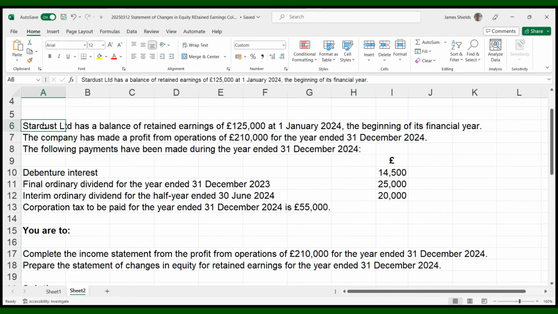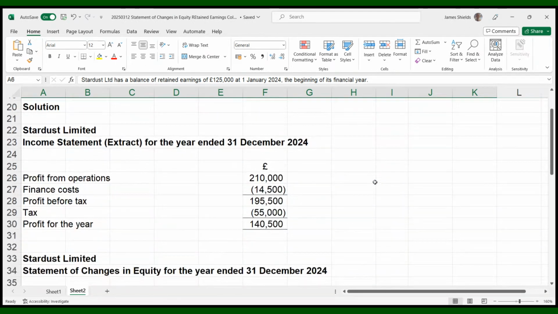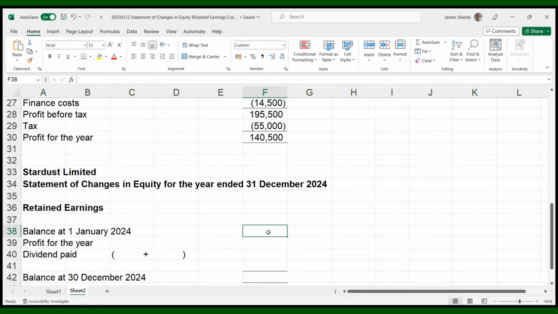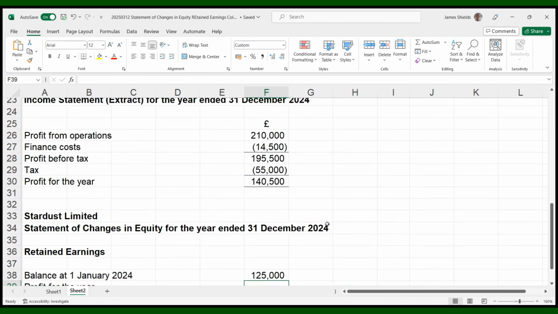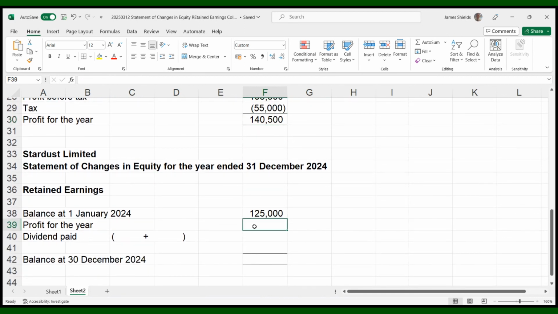Right at the beginning, Personalised Limited has a balance of retained earnings of £125,000 at the 1st of January 2024, the beginning of its financial year. So I'm going to put there £125,000. Now the profit for the year, we've just calculated that in our income statement extract, and that was £140,500. So that's going to increase our retained earnings, so we're going to add that figure on.